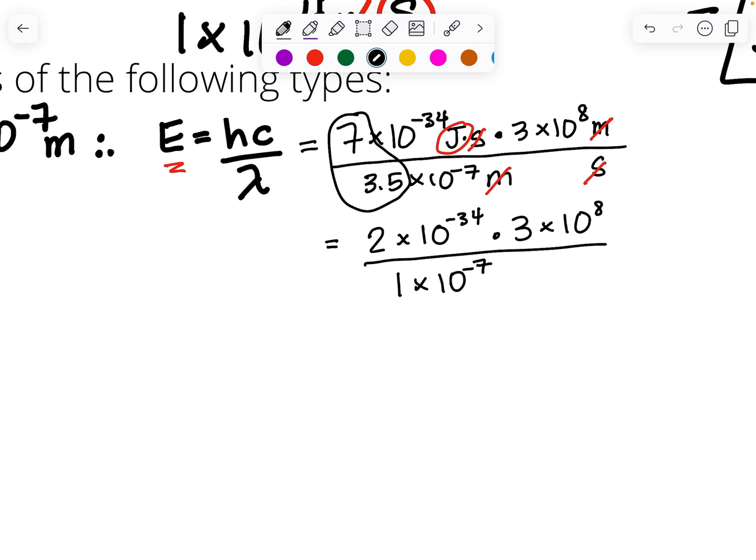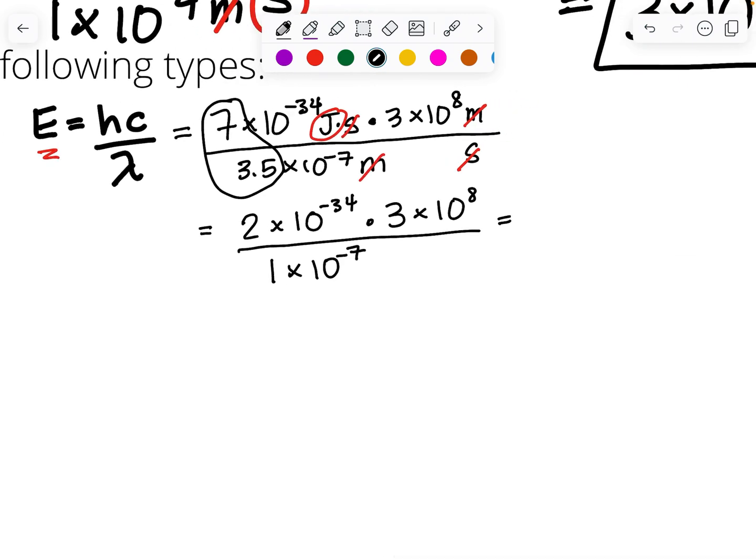Okay, so now that we have this, obviously the coefficient 1 is fine. So we're going to multiply our coefficient. So 2 times 3 is 6 times 10. Let's do our negative 34. If they're multiplying the exponents, we're actually adding them, plus 8. And then if we're dividing an exponent, we're actually subtracting it. So minus a negative 7.